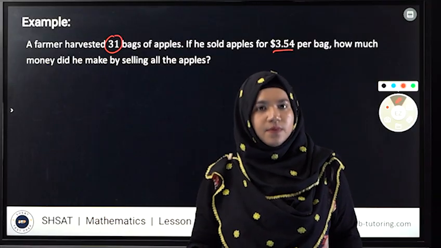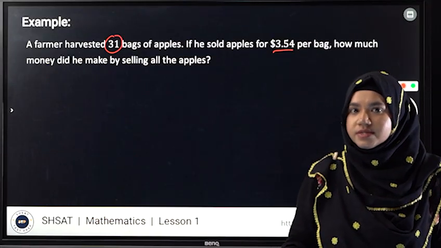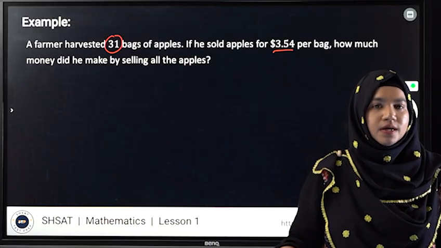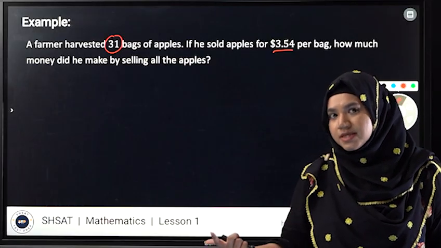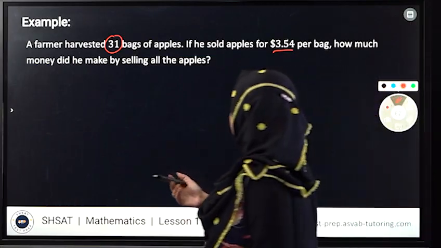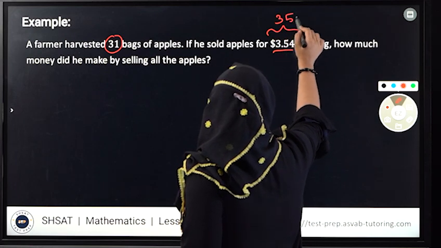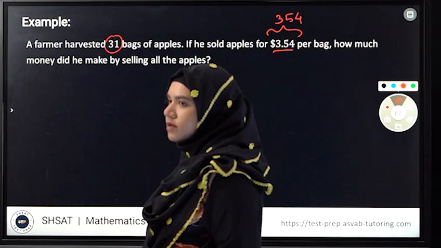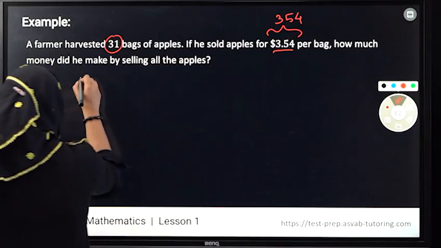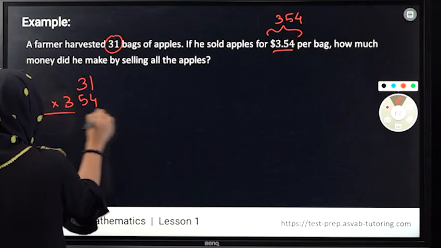Let me give you an example. Let's say I sold 10 bags, each for $5. How much did I earn? So each for $5, and there were 10 bags, so it's 5 times 10 is 50, right? Same here. We're supposed to multiply this, but in the case of 3.54, we are going to assume that it's 354. Now, the thing is, are you going to write in this form?